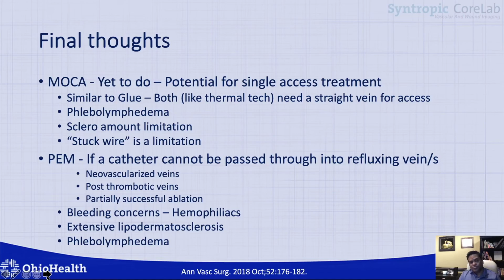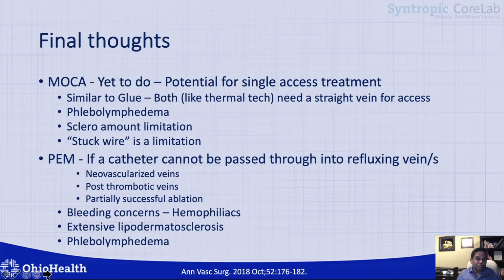When we look at microfoam, again, this takes care of the veins. It's perfect for those tortuous varicosities where you could put tiny 4 French or 5 French sheaths and inject foam. It is best for those post-thrombotic scarred veins or neovascularized veins, partially successful ablations where you can't pass the wires, etc. For those patients who have bleeding concerns from extensive needle sticks, this is a very important technique.